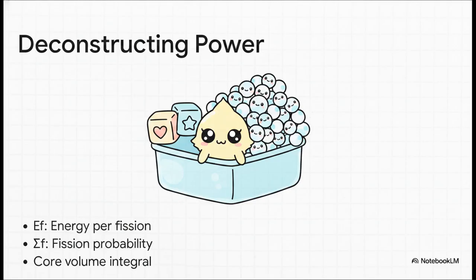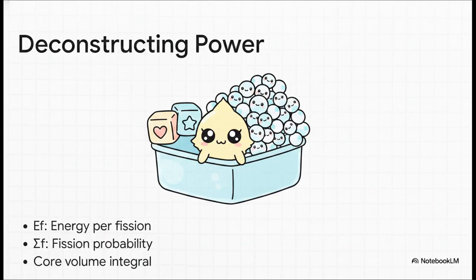E sub F is simply the energy released by a single fission. Sigma sub F is the macroscopic fission cross-section, which really is just a fancy engineering term for the probability that a fission will even happen. Phi is the neutron flux, meaning the sheer volume of neutrons just flying around in there.